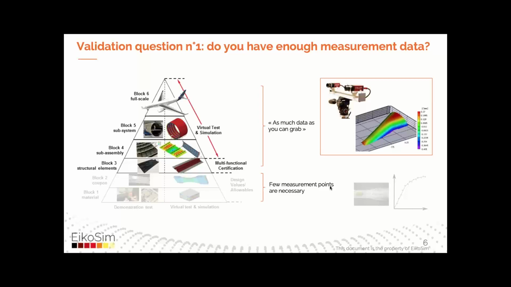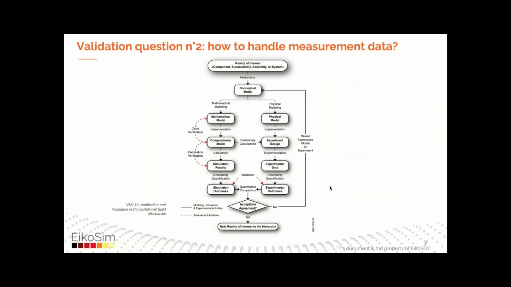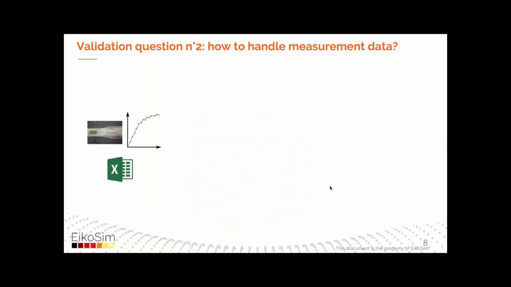But there's another hidden question within this topic, which is, how do you use that data? How do you handle that data? And I think this is a very important question, since in this step there's no guide to tell you how to compare the simulation and experimental outcomes. And when you get more and more data points, it becomes really complex to handle that kind of data. If you have one strain gauge, it's very easy to use Excel or software like this in order to manage the data. It's very simple. It's one column in Excel.